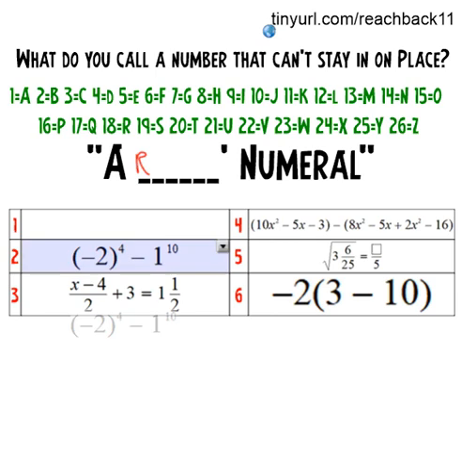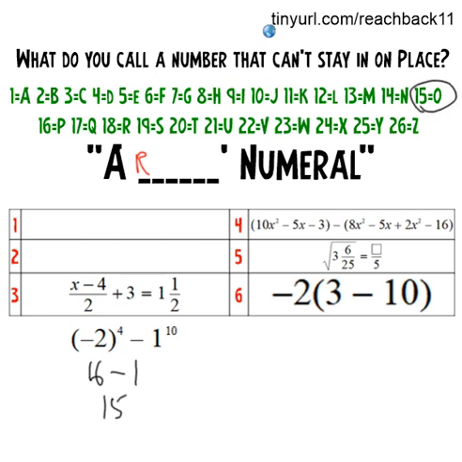Our second question, we'll bring it down here. It says negative 2 in brackets, which is our base, to the exponent of 4, which means negative 2 is used in repeated multiplication. So negative 2 times negative 2 times negative 2 times negative 2, which is a positive 16. Take away 1 to the exponent of 10. Well, 1 times 1 times 1 times 1 is still 1, which means our answer is 15. And therefore, our next letter is O.